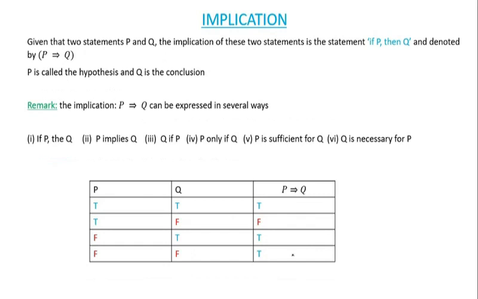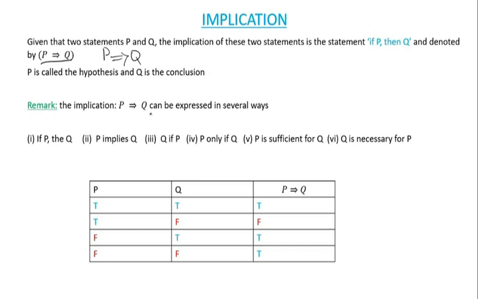Let's continue. Implication is the next connective. Given two statements P and Q, the implication of these two statements is the statement if P, then Q. I take it again. The implication of these two statements is the statement if P, then Q. And it is denoted with this, P implies Q. Now, P is called the hypothesis and Q is called the conclusion.